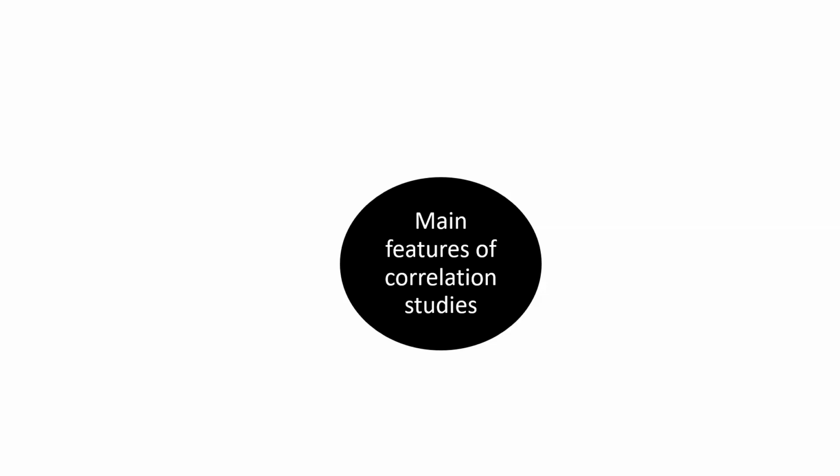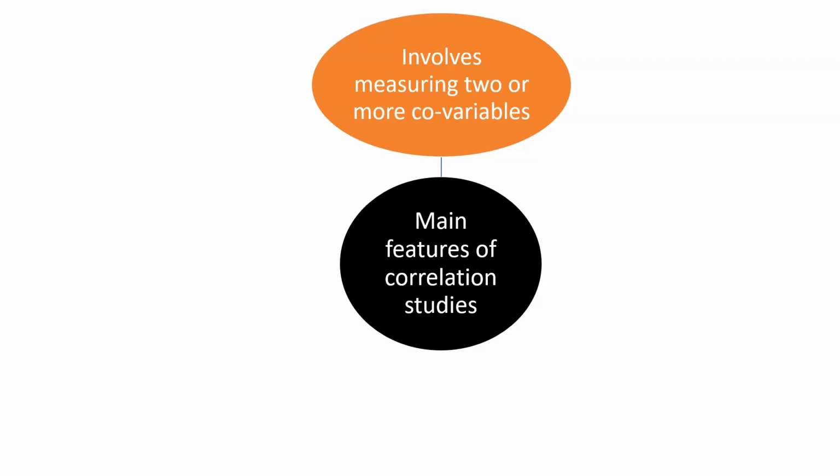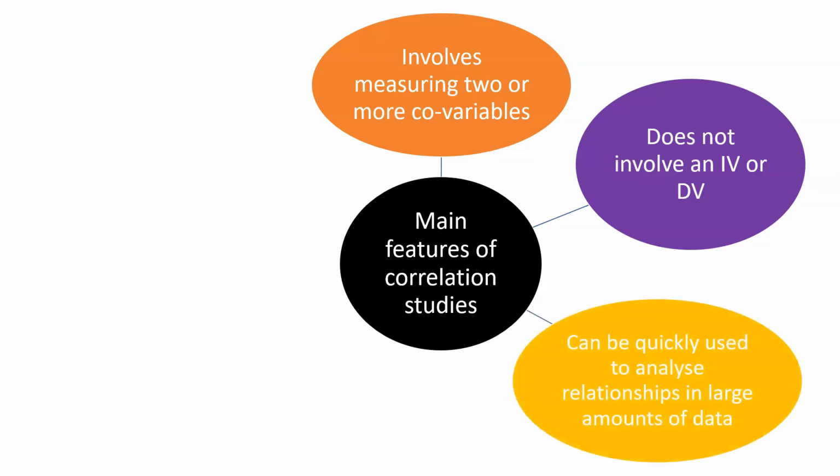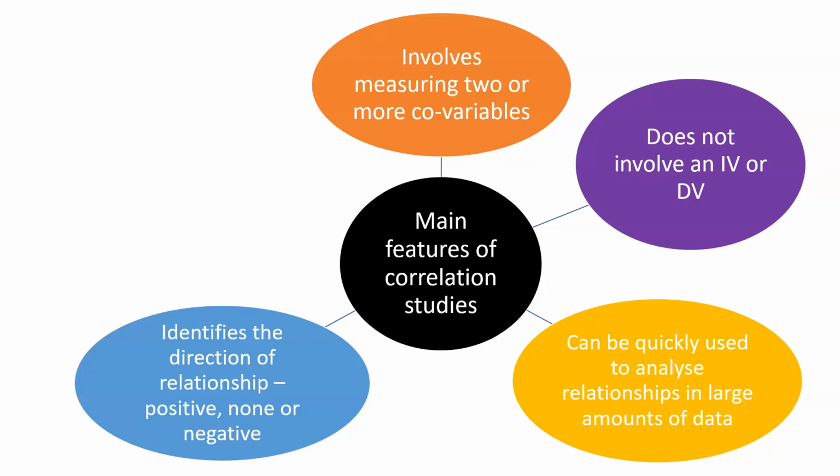So let's have a look at the main features of correlational research in psychology. First of all, correlations involve measuring 2 covariables. Not 1 dependent variable, but 2 covariables or more. It doesn't involve 2 separate groups, so there's no independent variable, and we're not looking at differences. They can be quite quick to do and fairly straightforward, so we can collect large amounts of data fairly quickly.